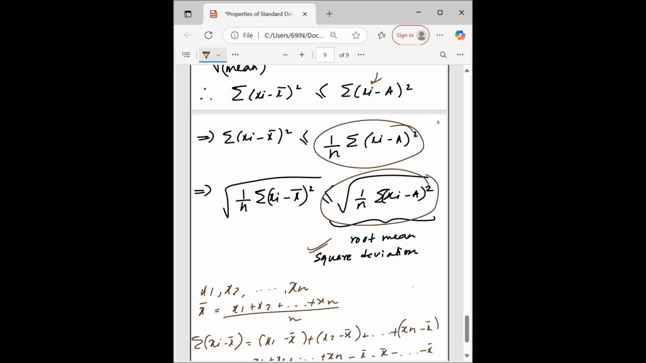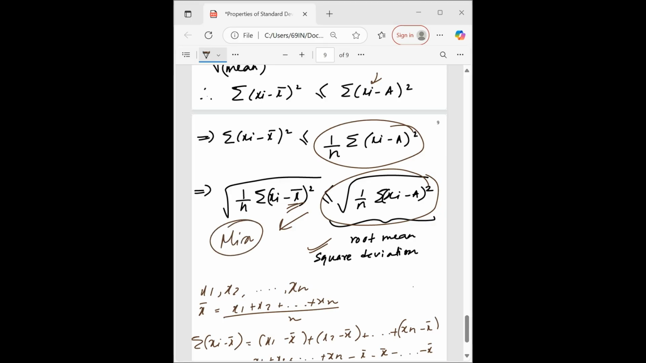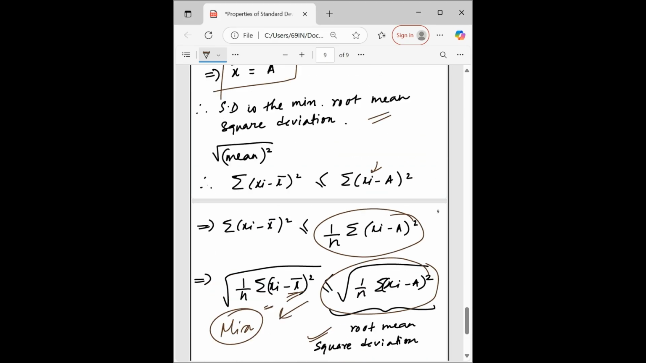And what is the minimum? It's the smallest possible value this can have. We just proved that this expression is minimized when A is equal to x bar, right? This is the minimum. So this is basically the exact definition of standard deviation. Standard deviation isn't just a measure of spread, it's the smallest possible root mean square measure of spread. It's the optimal, most efficient way to quantify variability. How cool is that?